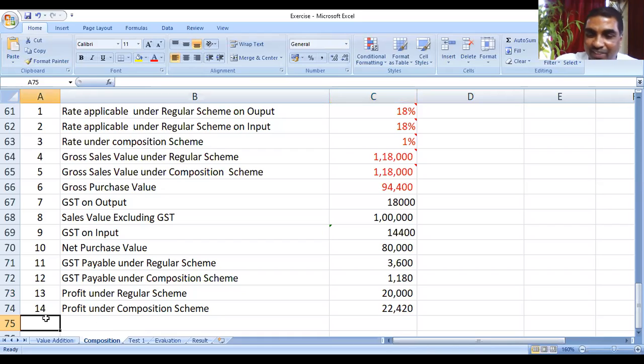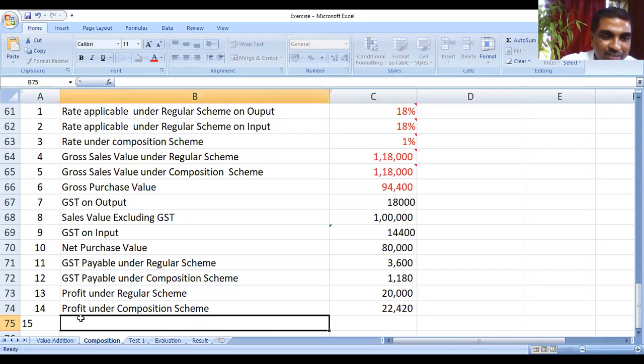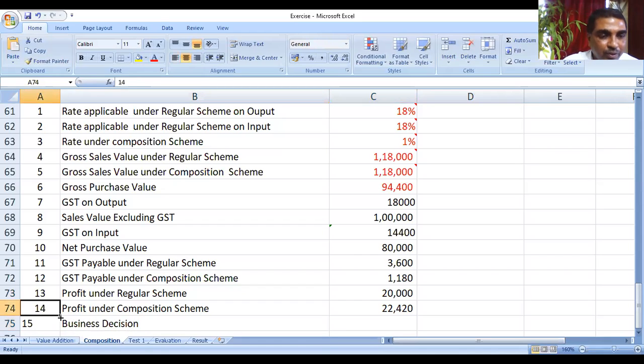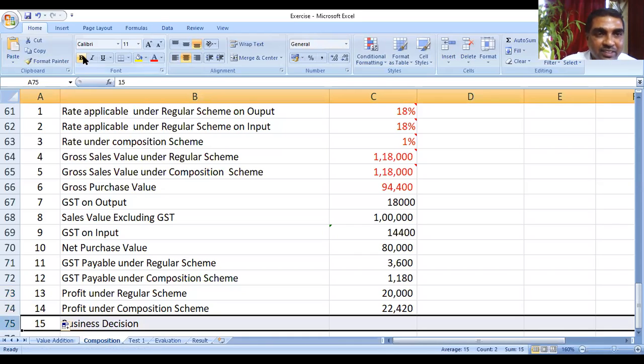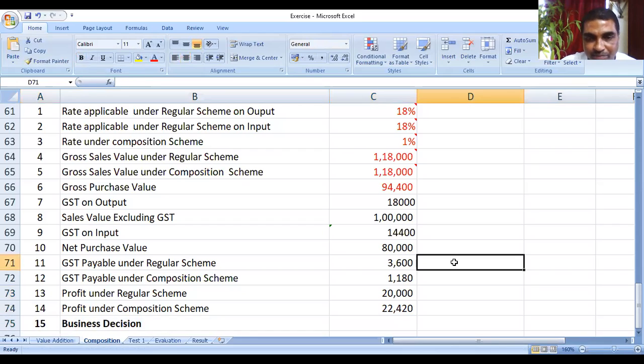Now 15 item we'll take it. This is important for us. This is the business decision. What is your business decision? Okay, some of you may be familiar with Excel, some of you may not be familiar, but don't worry. We'll learn this formula. Point number 15 is important for us. We'll say this is our ultimate business decision.